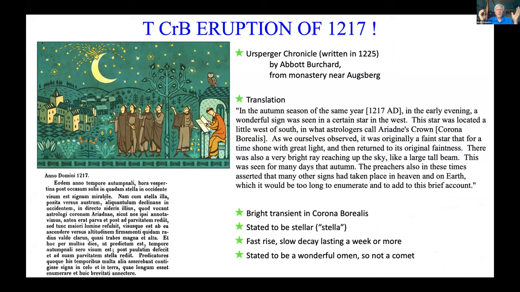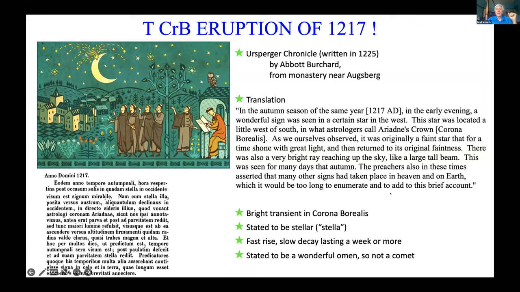He wrote about it in 1225, and he wrote about the event that happened in 1217. So it was a moderately recent memory. And this is all placed into a usual monastic chronicle, which told year by year what happened. And for the year 1217, he tells us that a wonderful sign was seen in a certain star in the west. The star was located in Corona Borealis, and the star was originally faint.